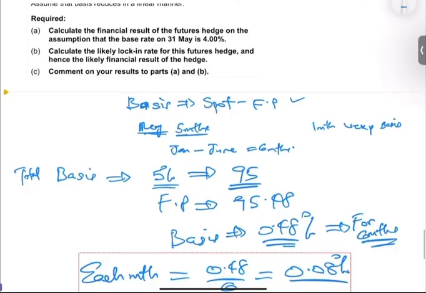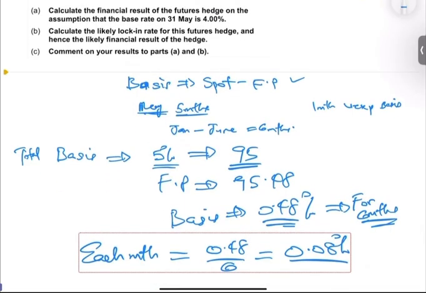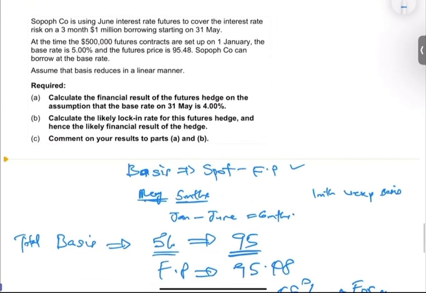Quick question: are we supposed to state that assumption, or the examiner would know? Yes, state it, please. Usually they will state it in the question, as you can see here. But if they don't state it, please state that assumption in your response as well, that you assume that basis will reduce in a linear manner.